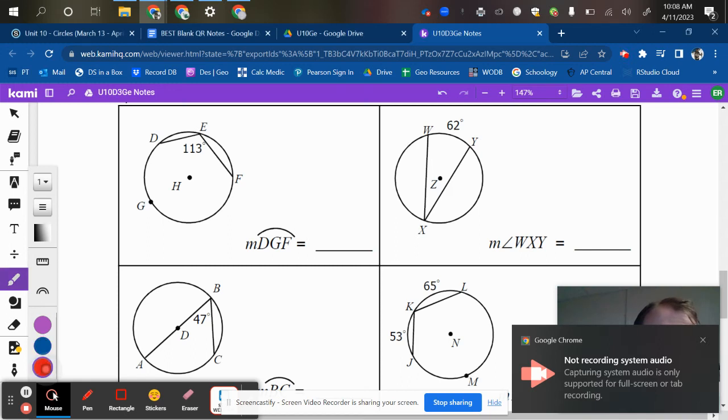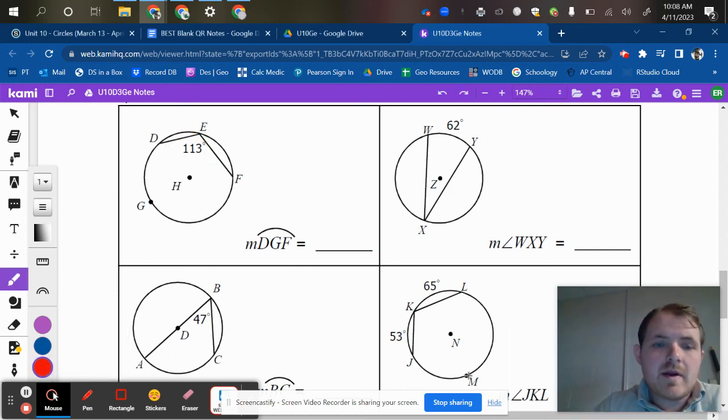So we're getting a little bit more practice here. If I've got 113 back there and we look at the angle, we are trying to find DGF. Okay, DGF. So it's going to be pretty big there, a lot of that circle. And again, we're going to double it and get 226.